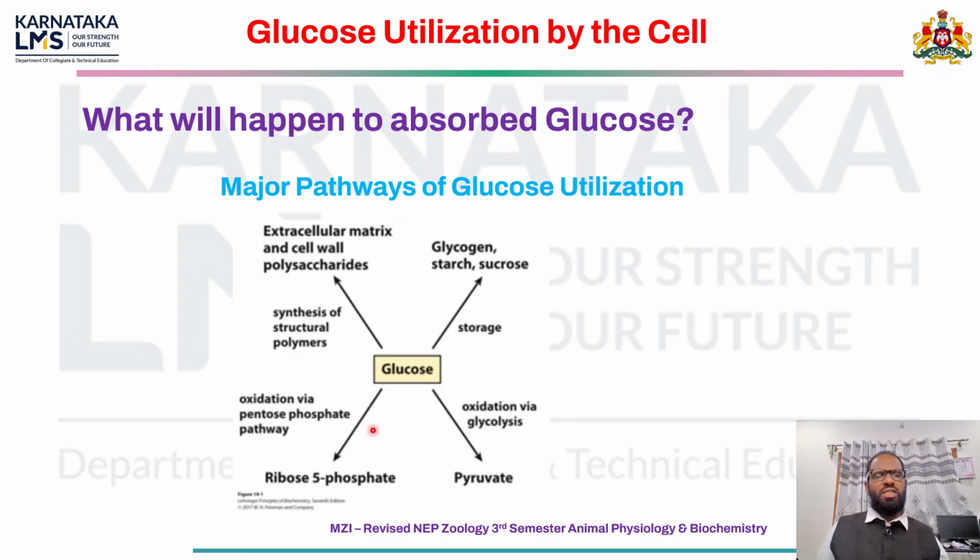That's why this is the third major pathway of glucose utilization. And the fourth pathway for glucose utilization is the formation of the extracellular matrix, which we call the ECM.